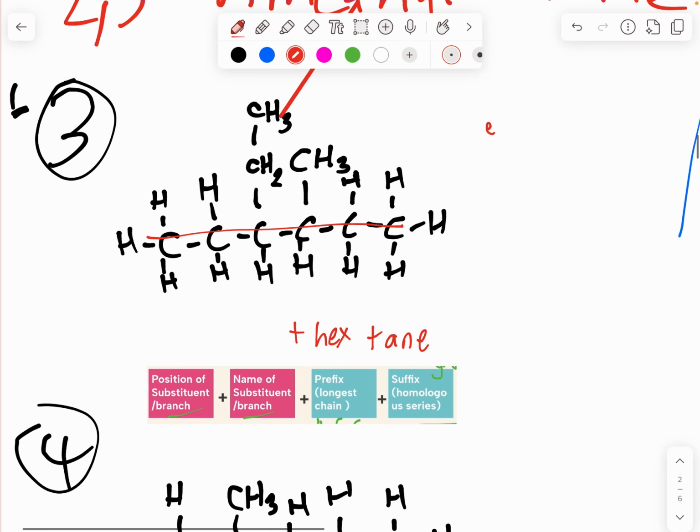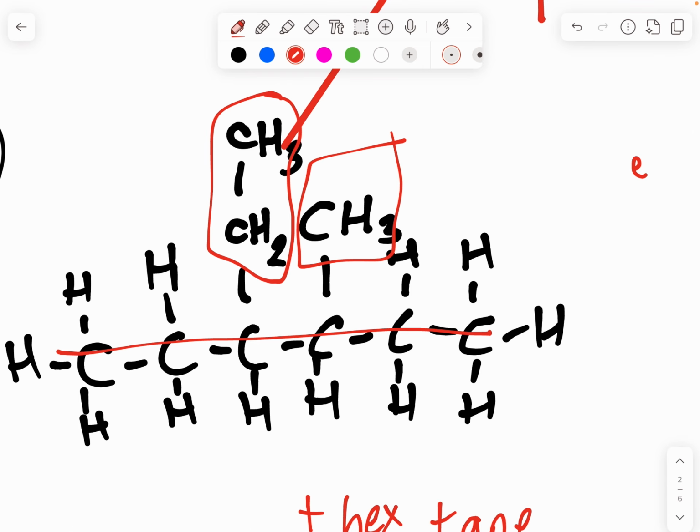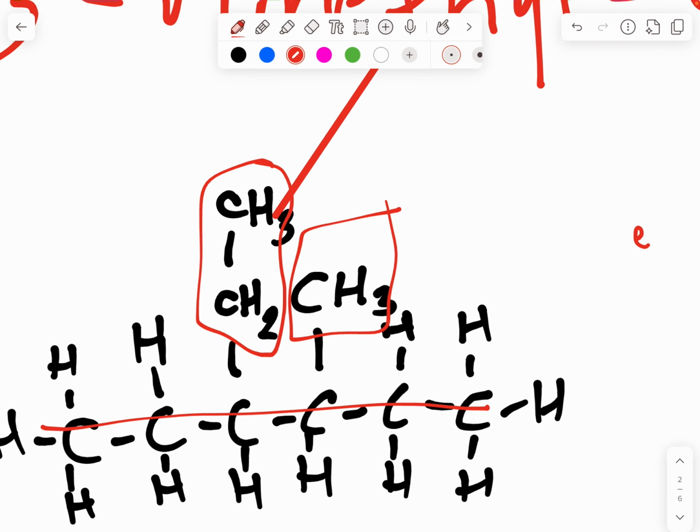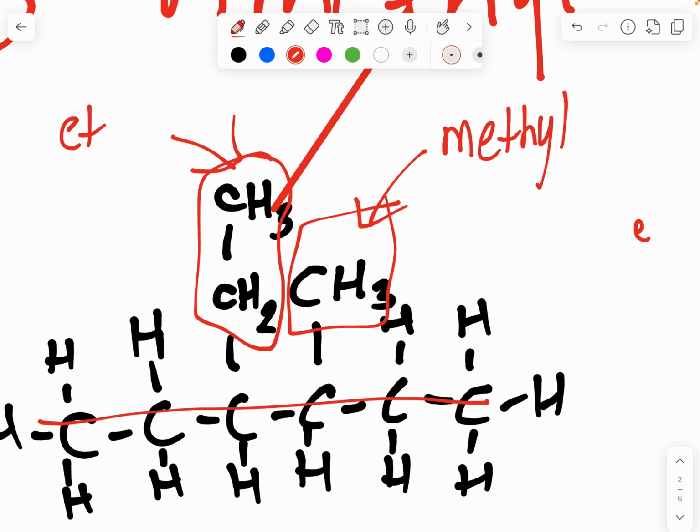We don't have a substituent, but we do have different alkyl groups. I'm seeing one alkyl group here and one alkyl group here. But these alkyl groups get their own name. In this case, this alkyl group has 1 carbon, so it's meth. And since it's an alkyl group, it gets "-yl" at the end. For this one, it has 2 carbons, so it's going to be eth. And since it's an alkyl group, it gets "-yl" at the end, so it's ethyl.